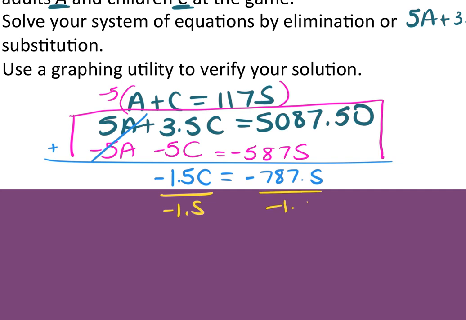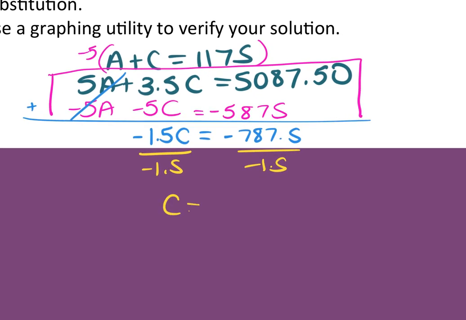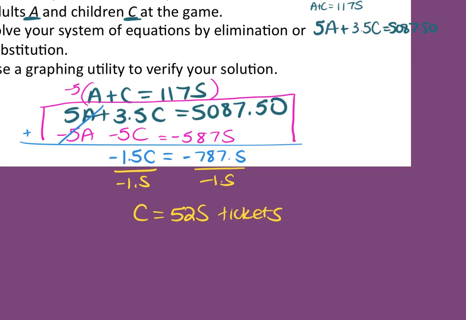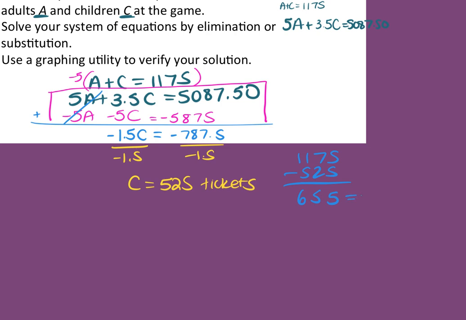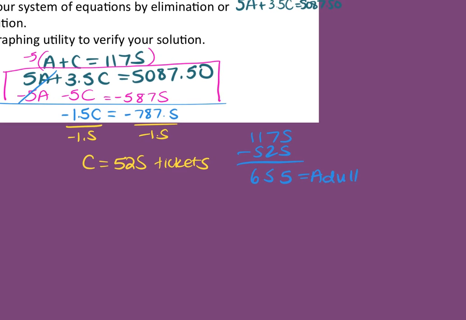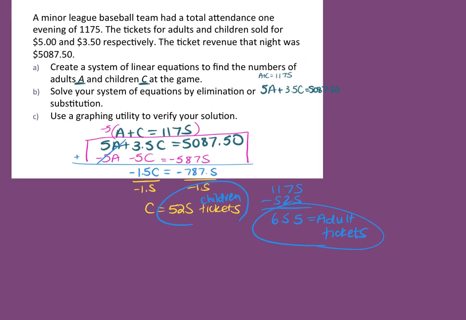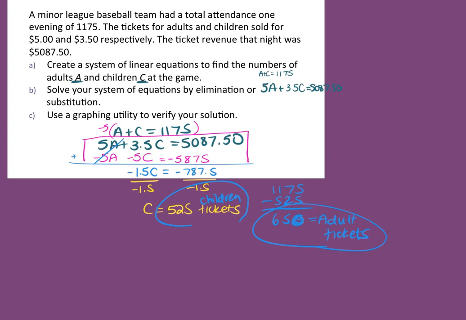Divide by -1.5. And you get 525 tickets. Those are your children's tickets. And then we just do 1175 minus 525 and get 650 adult tickets. Oh, that's a 0. Sorry, that should be a 0.